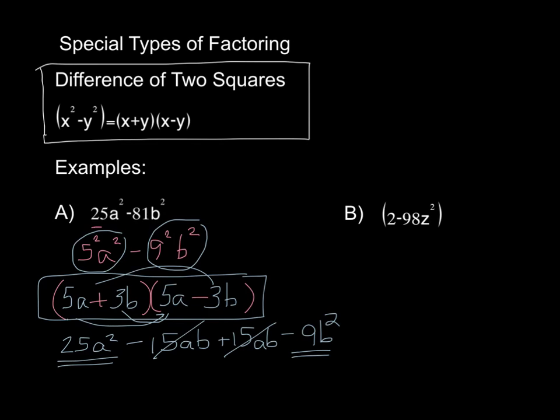For this second example, 2 minus 98z squared, I'm looking at it and I'm thinking 2 is not a perfect square and 98 is also not a perfect square. But you might notice that I could factor out a greatest common factor of 2. That would leave me with 1 minus 49z squared. And I do notice that 49 is 7 squared. So this is going to factor as 1, because 1 times 1 will give me this 1 here in the first term, plus 7z and minus 7z.